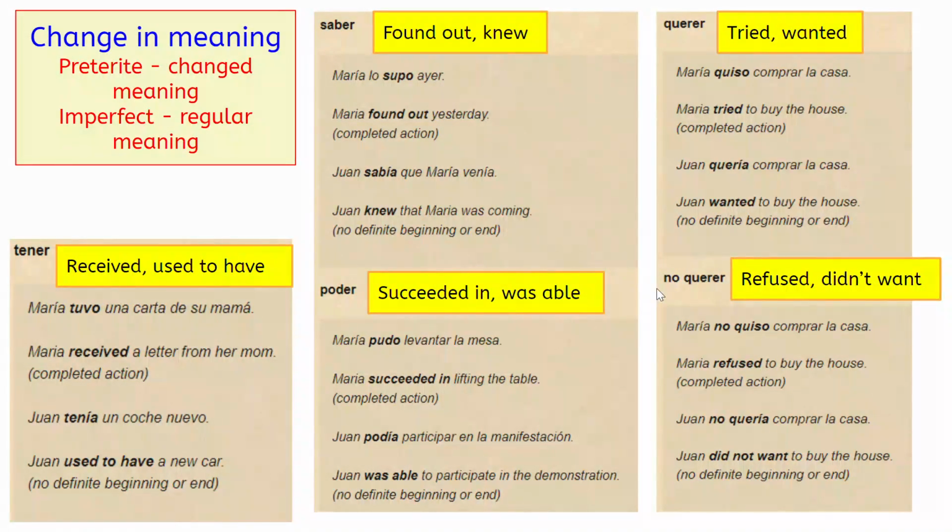Now if I put no in front of querer in the preterite, it means refused. María no quiso comprar la casa. María refused to buy the house. In the imperfect, it's didn't want, like normal. Juan no quería comprar la casa. Juan did not want to buy the house.